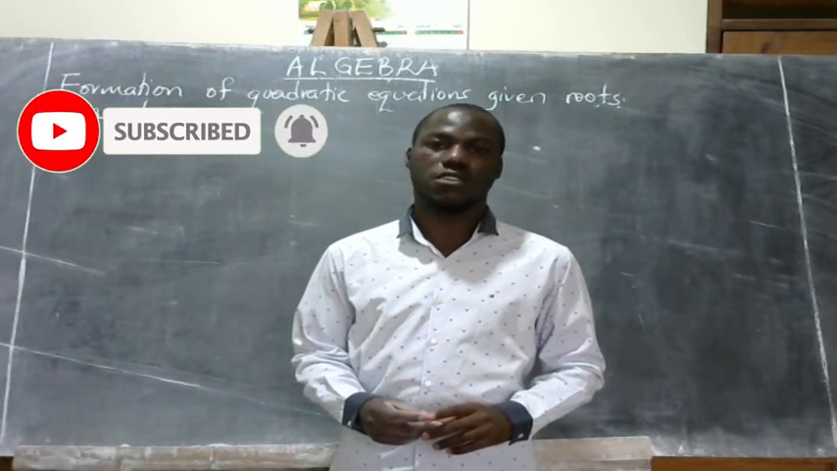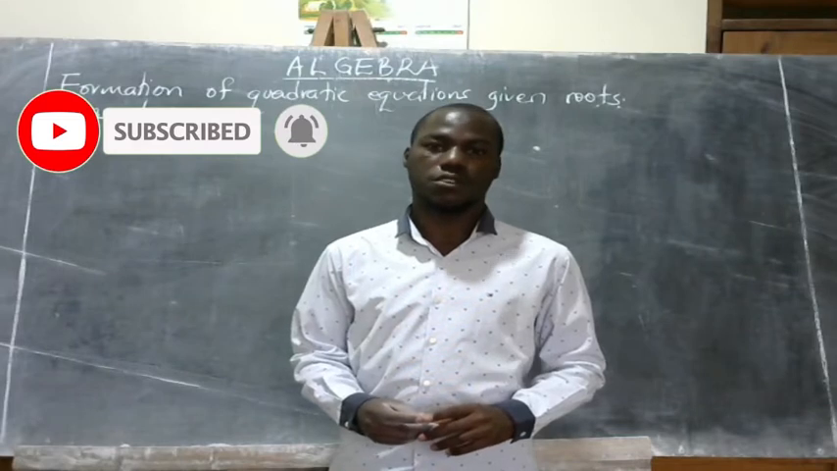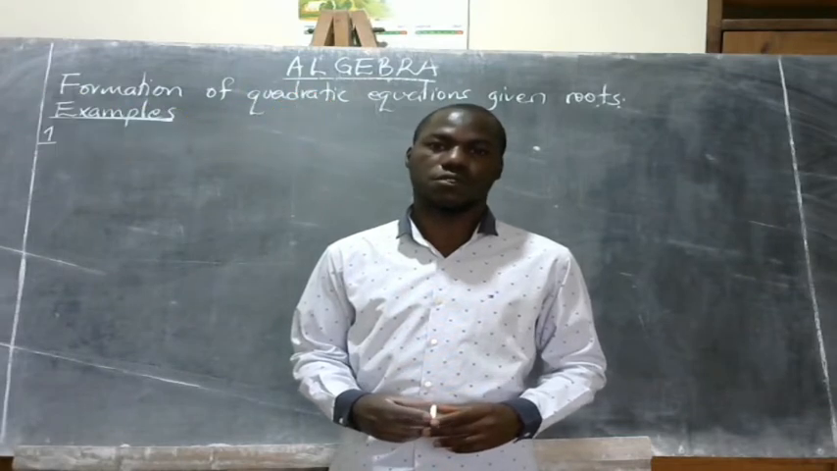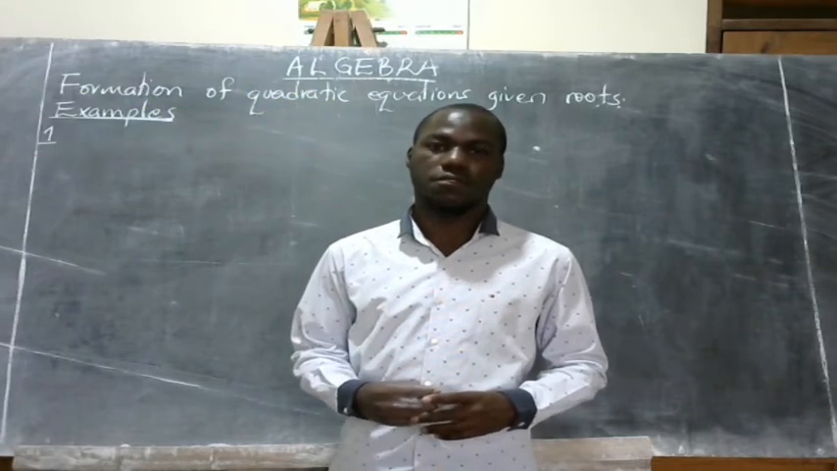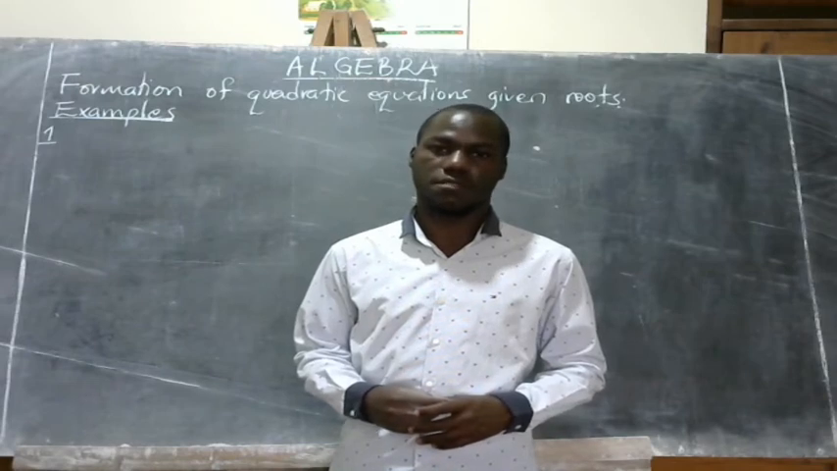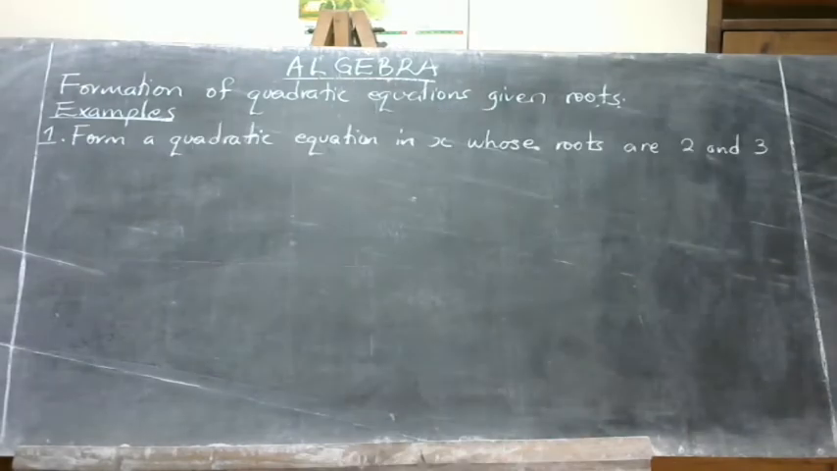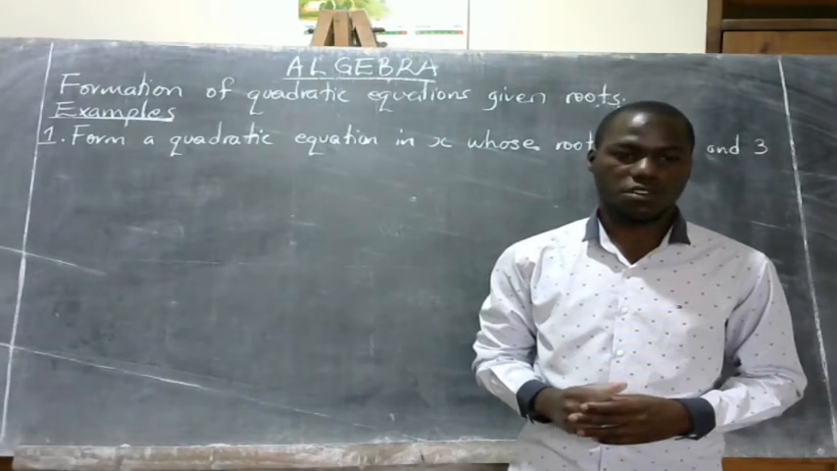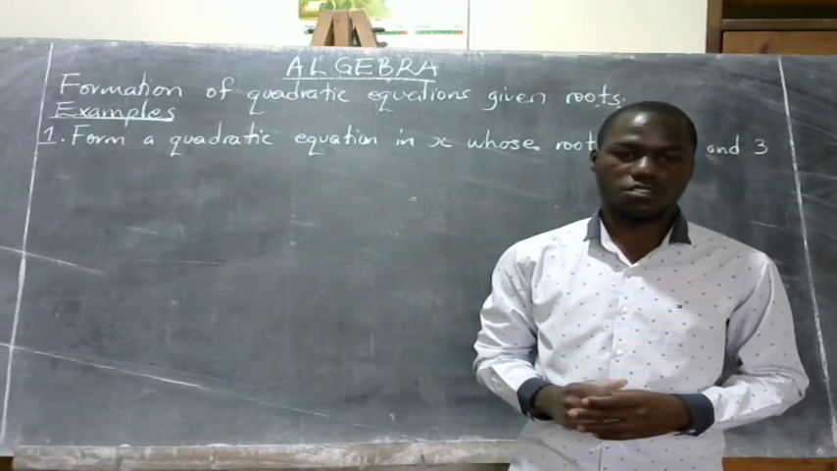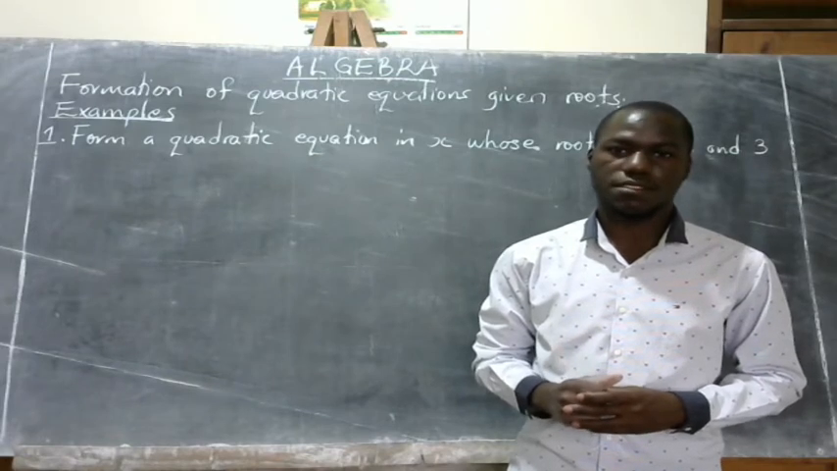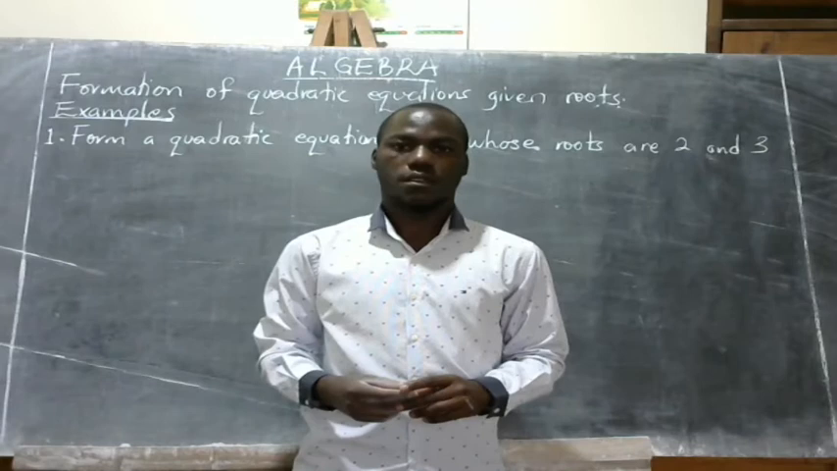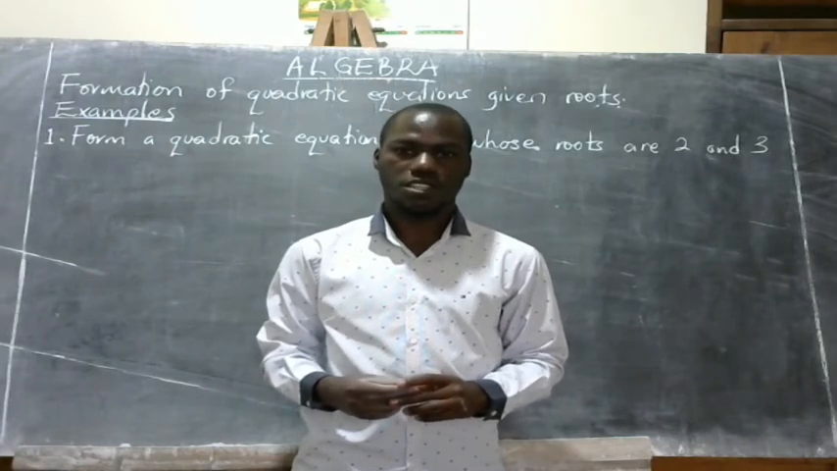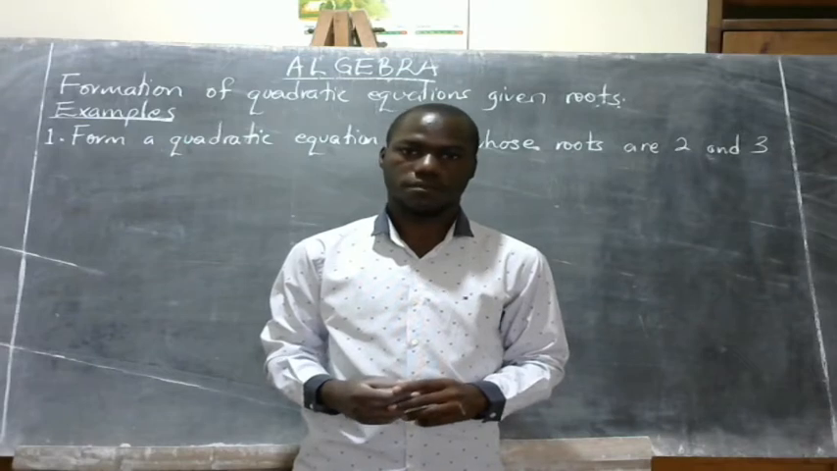In our lesson today of algebra, we are going to talk about the formation of quadratic equations if the roots have been given. Example 1. Form a quadratic equation in x whose roots are 2 and 3. In this lesson, we'll also need to know how to expand two brackets.